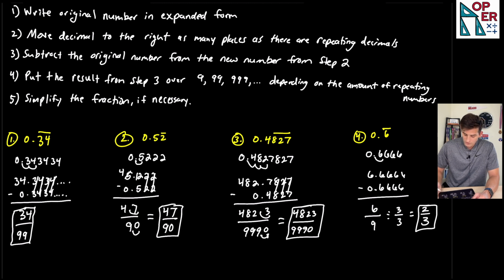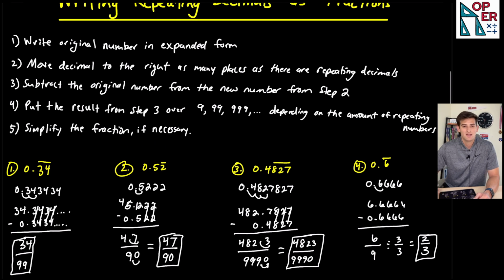So 2/3 is a pretty common repeating decimal for a fraction. Hopefully you see that 2/3 would be 0.6 repeating. All right, and that is how you can write a repeating decimal as a fraction.